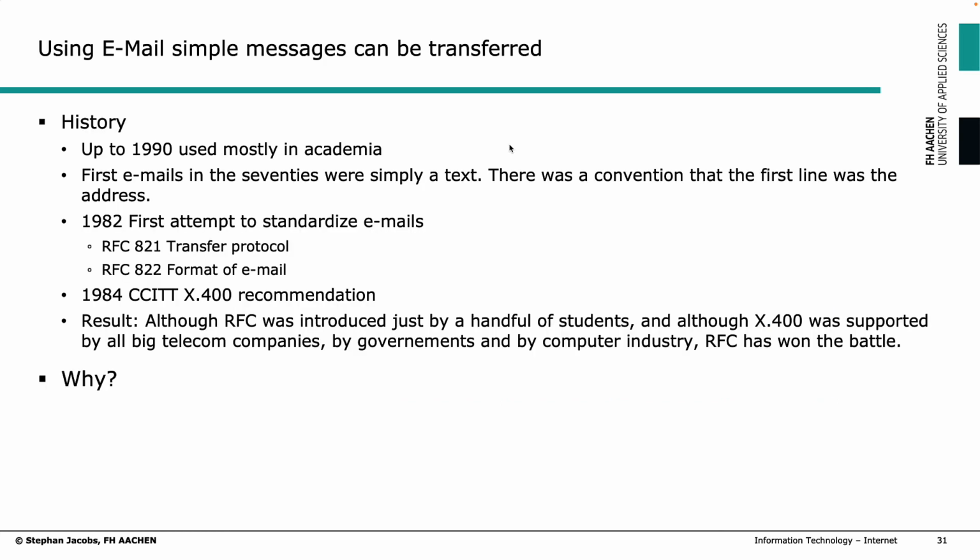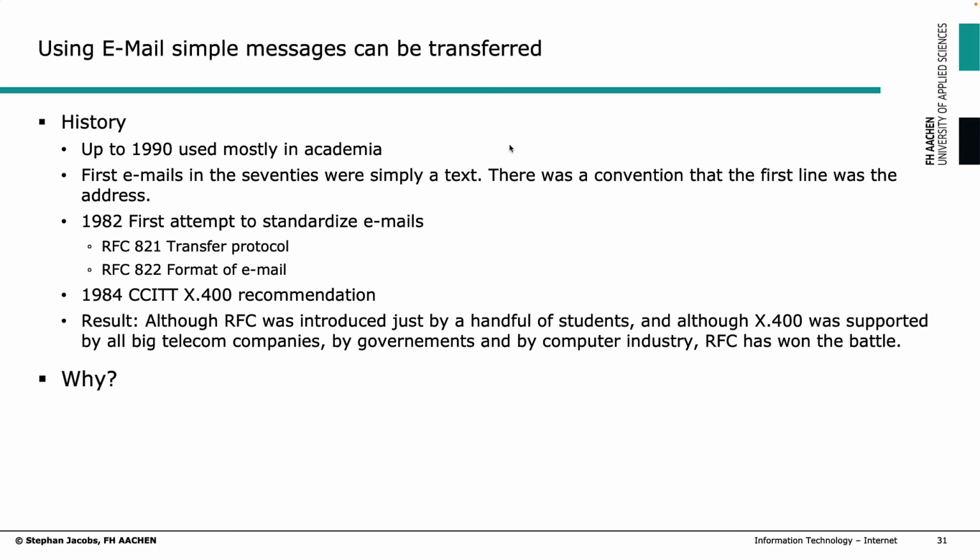You all know and have used emails. So let's come up with a small history about emails, because it's interesting to understand some of the principles most of these Internet applications are based upon. Email goes back to the 70s. At this time, email was mostly used in academia. And at this point in time, emails were simply a text, where there was a common understanding the first line is the address. And then there was the idea to standardize emails.